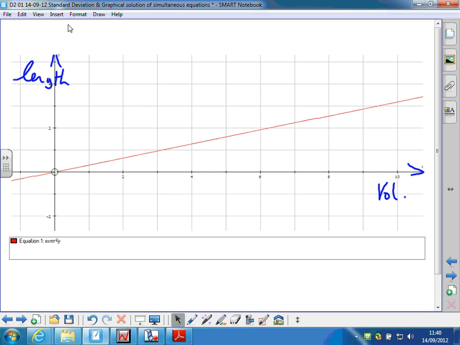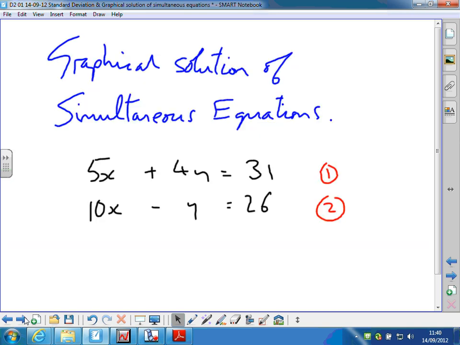What I want to focus on now is one particular use of these things, which is to plot more than one function on the same set of axes so we can see where they intersect, and that's where the solution to two equations can occur. So if we think about two simultaneous equations, there they are, 1 and 2, we can solve those algebraically. We did this sort of thing last year.